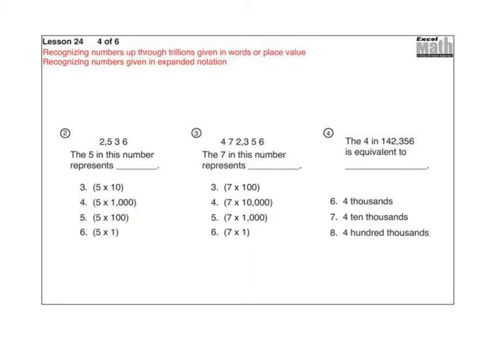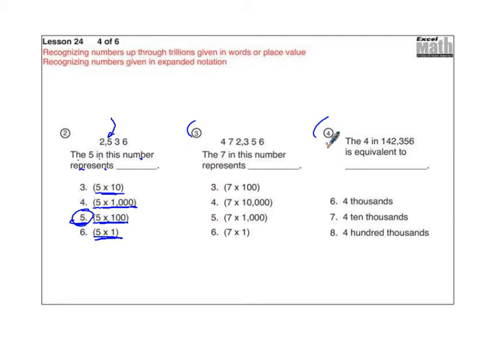Number 2, 2,536. The 5 in this number represents what? Well, that 5 is in the hundreds place. Is that 5 times 10, 5 times 1,000, 5 times 100, or 5 times 1? Obviously 5 times 100, so you circle the number 5. This number 5 would go in your check answer. Why don't you pause the video, do numbers 3 and 4, turn it back on when you're ready for the solution.